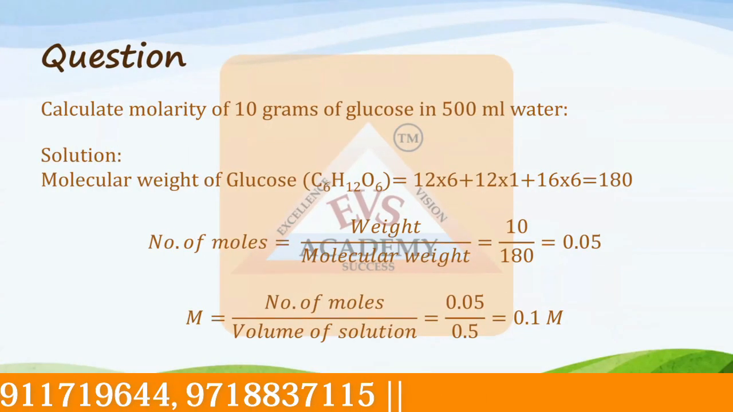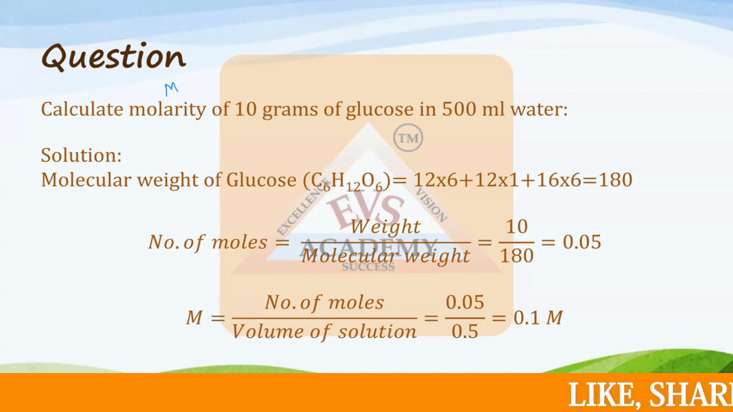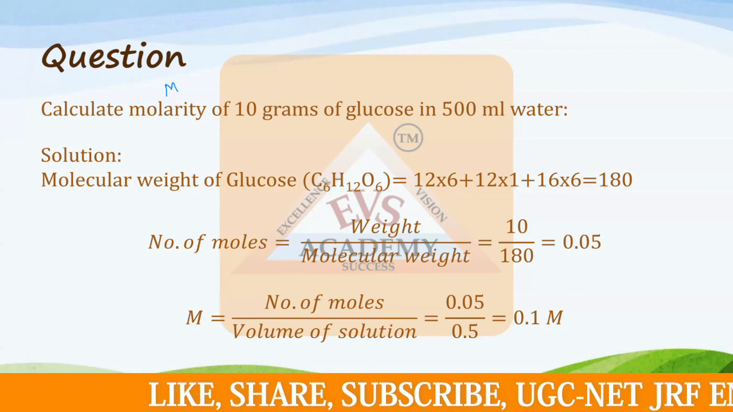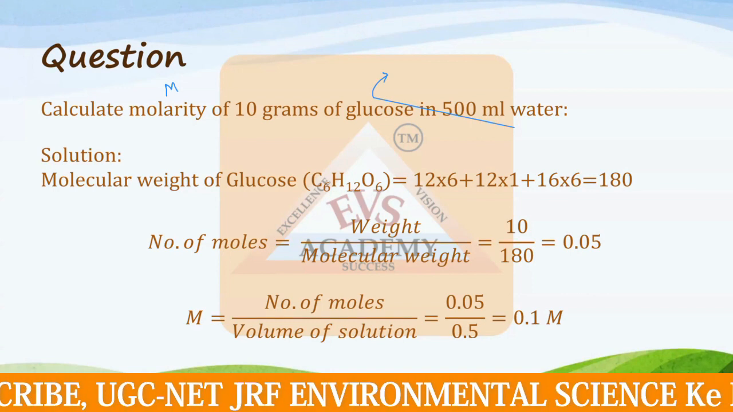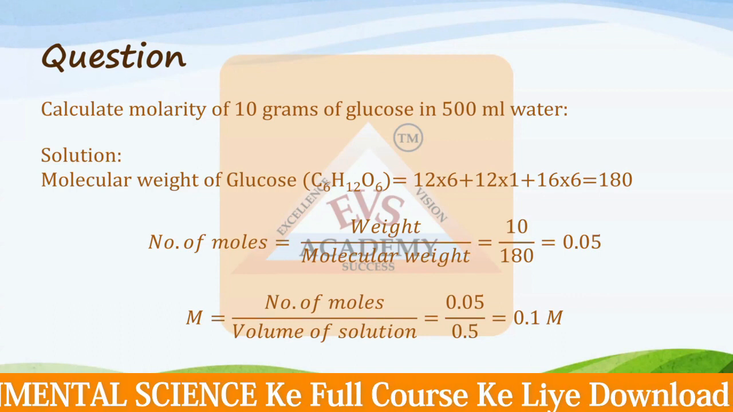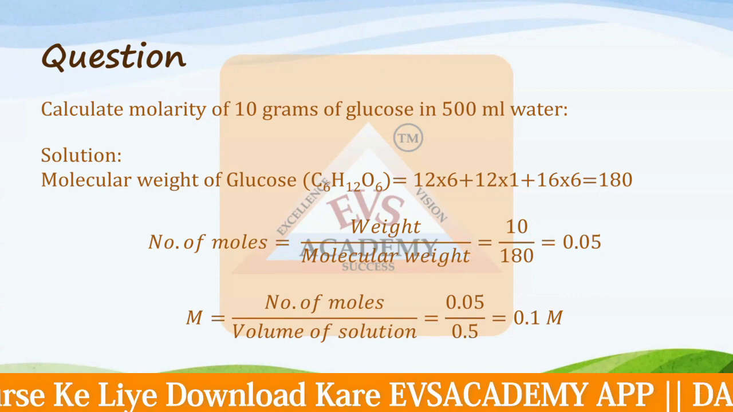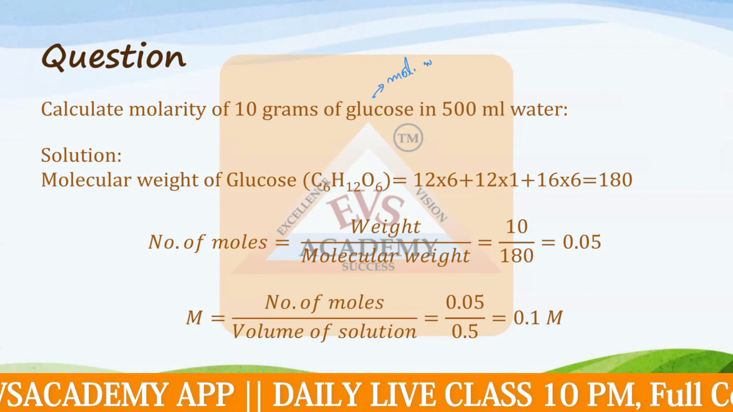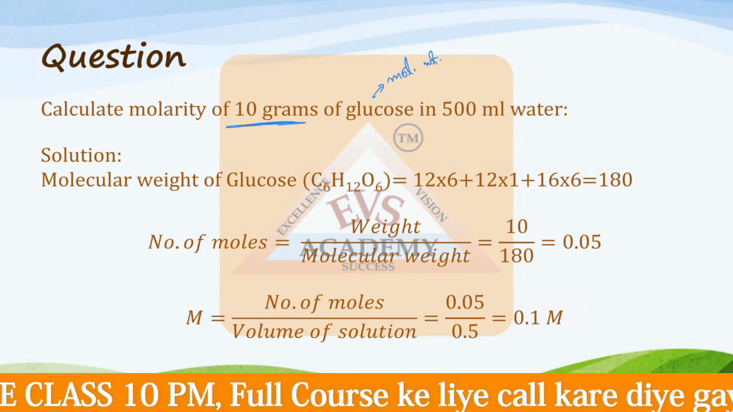It is saying, calculate molarity. Molarity means the capital M you have to calculate, of 10 grams of glucose in 500 ml of water. Before solving this question, you should know the formula of glucose, because here the requirement would be calculating the glucose molecular weight. If you want to calculate the number of moles of glucose, you should know its molecular weight. Then only you can calculate the number of moles present in 10 grams of glucose.